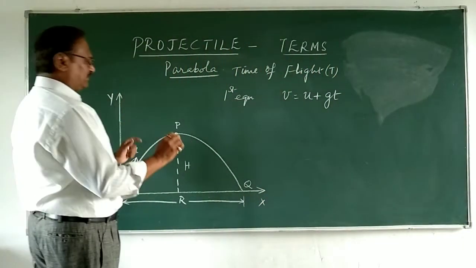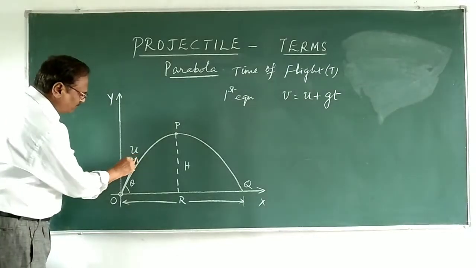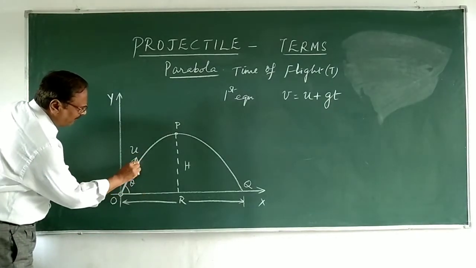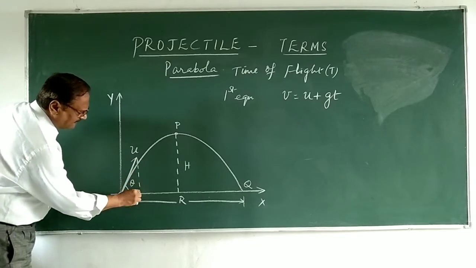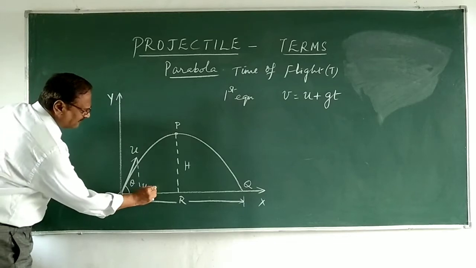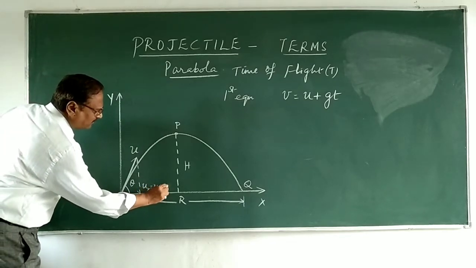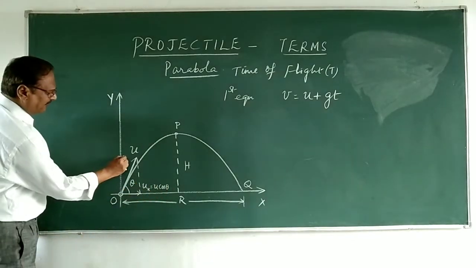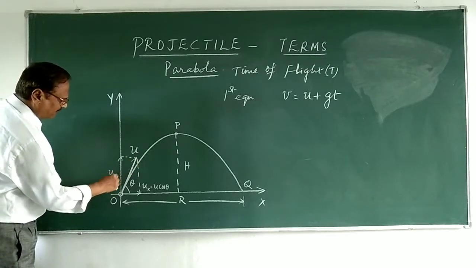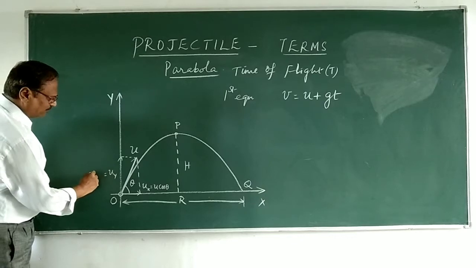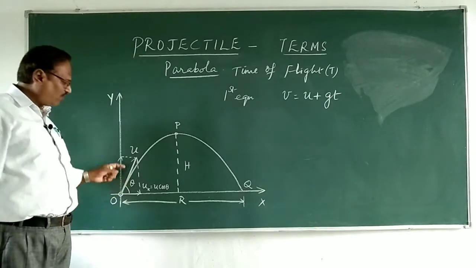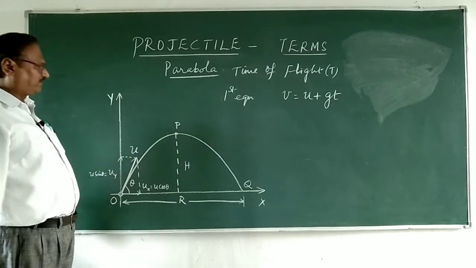Now watch here, the initial velocity u, I am going to resolve it into two perpendicular components. This is the x component, ux. What is ux? u cos theta. And take another component here, the y component, uy. What is uy? That is u sin theta. We have done the resolution of the initial velocity.